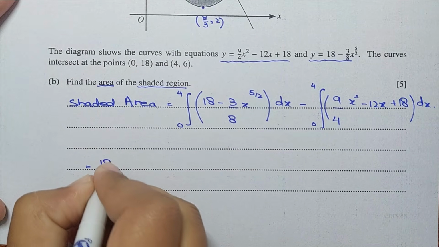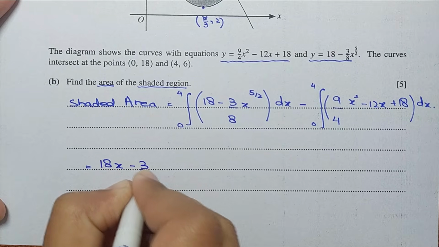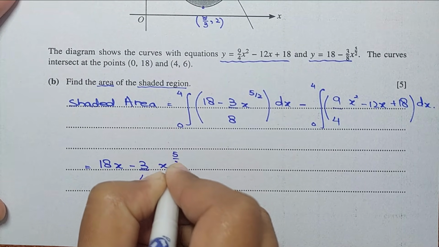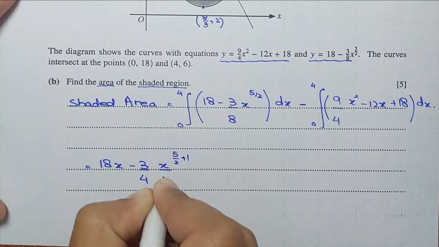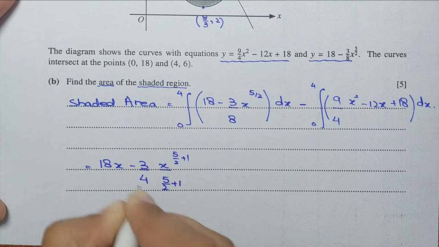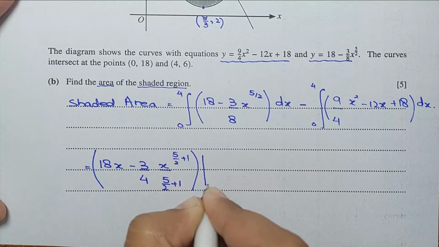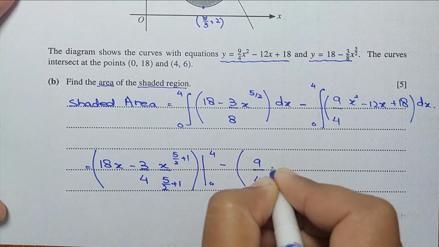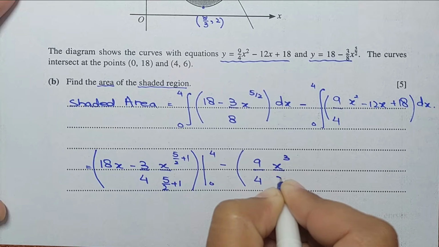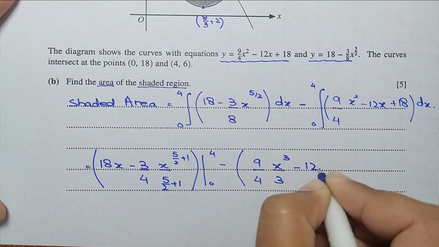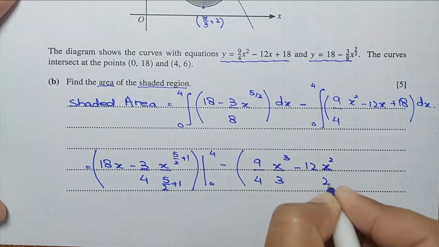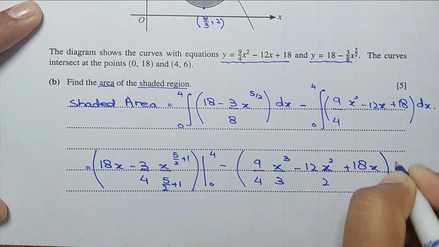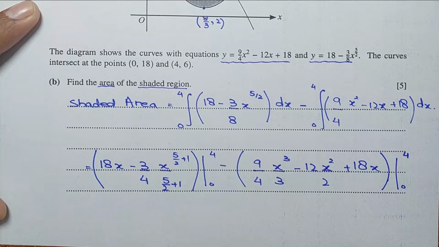Now the shaded area becomes, we can integrate it. The integration of 18 is 18x, minus 3 over 8 as it is. You apply the power rule of integration: x to the power 5 over 2 plus 1, divided by 5 over 2 plus 1. This is from 0 to 4. Subtract 9 over 4 as it is; the integration of x squared is x cubed over 3. Minus 12 as it is; the integration of x is x squared over 2. Plus 18 as it is, we have x. This is again from 0 to 4.